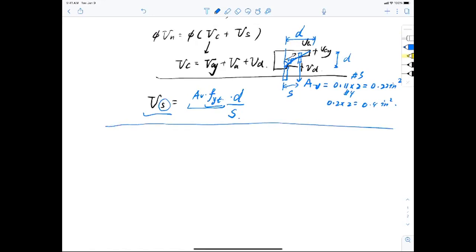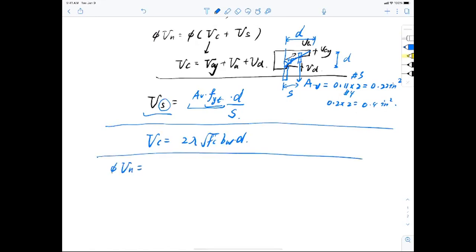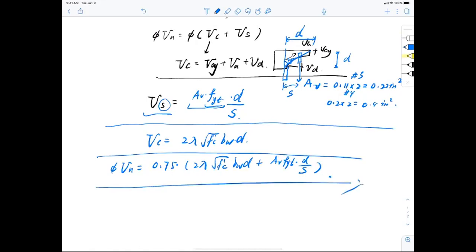Okay, quick recall. Yeah, I'll force you to memorize all this stuff. Vc, how about concrete? What is the equation for that? 2 lambda square root f'c bw d. So we know that phi Vn is equal to phi, what is phi for shear? 0.75, times the bracket: 2 lambda square root f'c bw d plus Av fyt multiplied by d over s. And that, ladies and gentlemen, is all the theory you need to know for the shear design. Not too complicated.